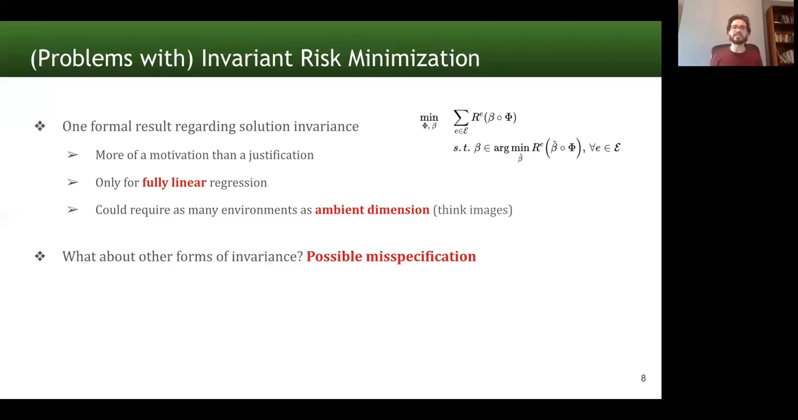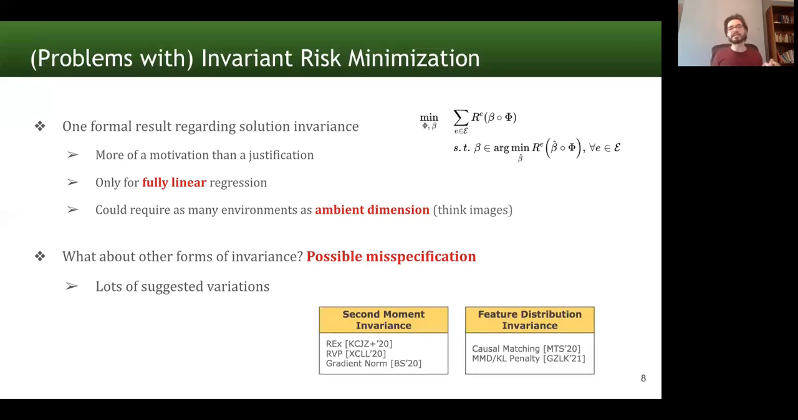Another issue with this formulation is that it's not really clear that expecting invariance of the expectation of y given the representation is the correct formulation, the correct invariance to expect. This might be misspecified. So a lot of the follow-up work is based on the idea that instead of considering invariance of the expectation, let's consider the invariance of the second moment instead of the first moment, or maybe the feature distribution as a whole is invariant.